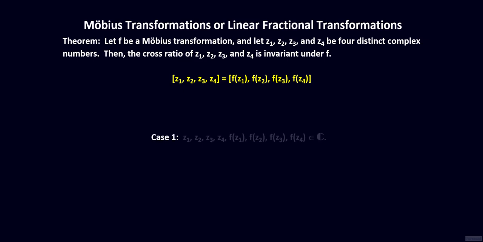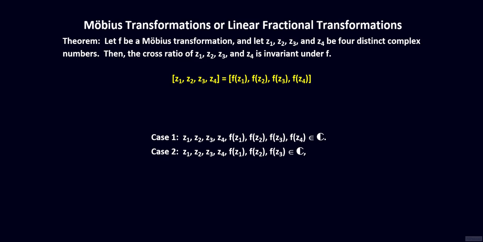In the first case, all the z sub i's and all the f of z sub i's are finite complex numbers. In case 2, all the z sub i's are still finite complex numbers, but this time one of the f of z sub i's is the point at infinity. Without loss of generality, we take f of z sub 4 to be the point at infinity.